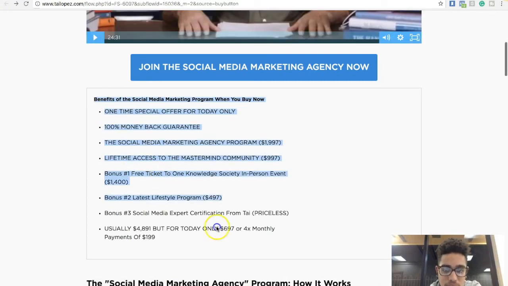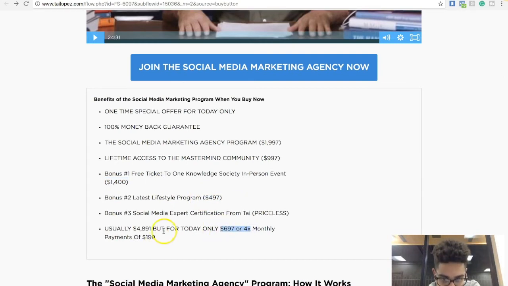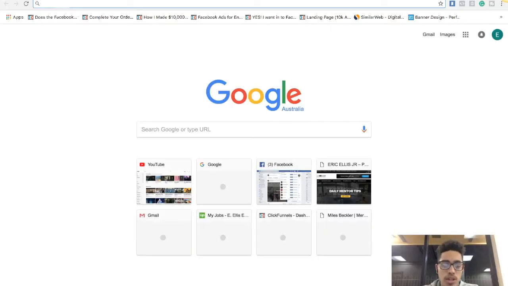Basically, he's stacking up. This part is worth 2,000. This part is worth 1,000. This part is worth 1,400. This part is worth 500. This part is worth 697. Or excuse me, not 697. So basically, he's stacking it up to build value. And I'll show you guys. Guys, you got to model successful people. So let me show you guys something. Jumpstartaffiliate.com.